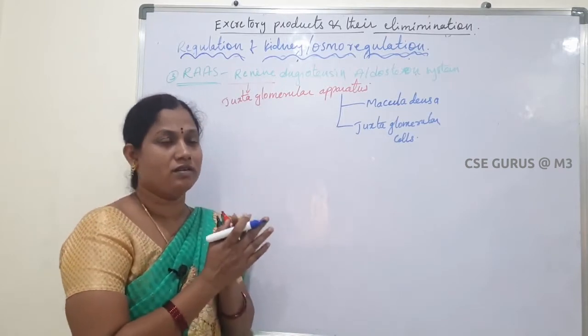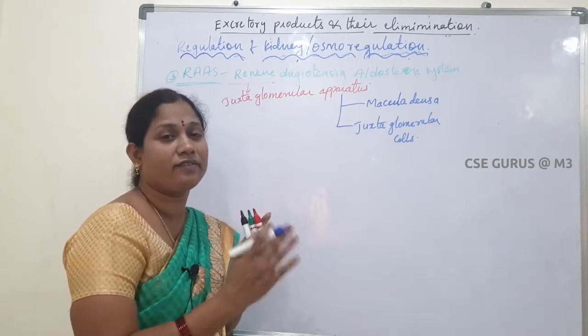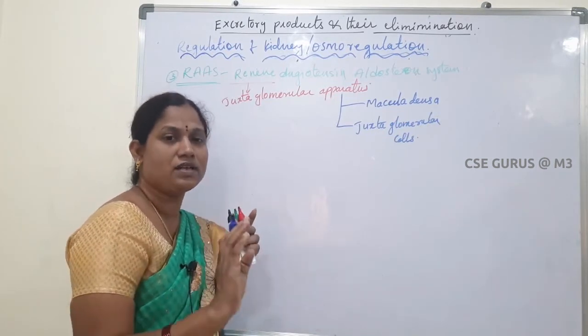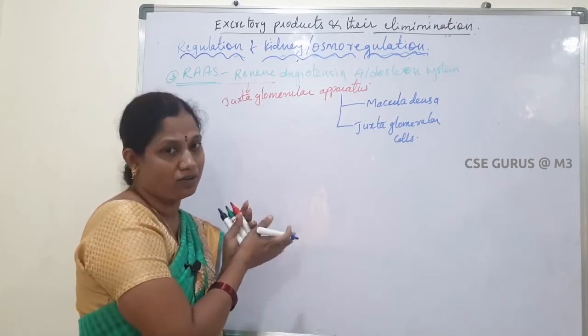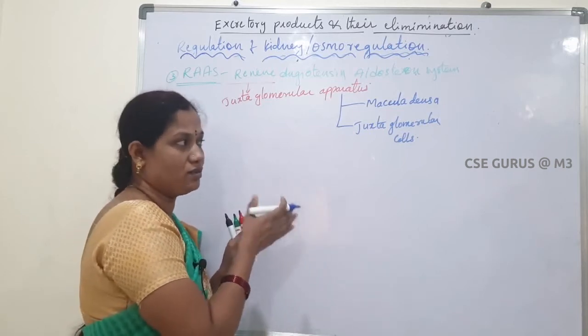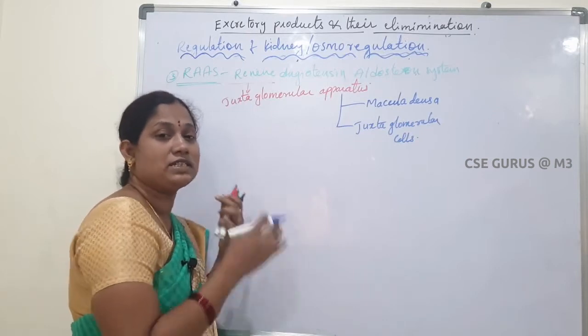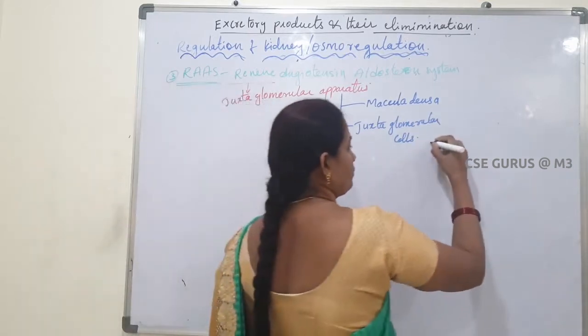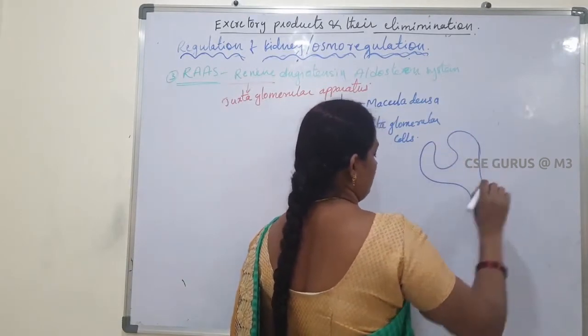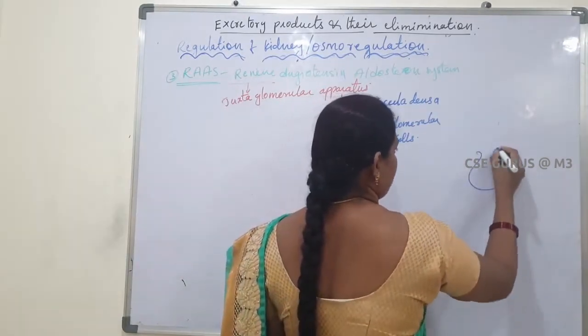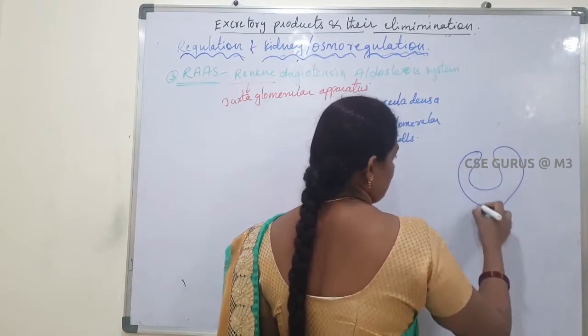So as a result, the DCT, distal convoluted tubule, is in close contact with the efferent arteriole. So as a result, some cells here are modified. So for example, this is the Bowman's capsule.